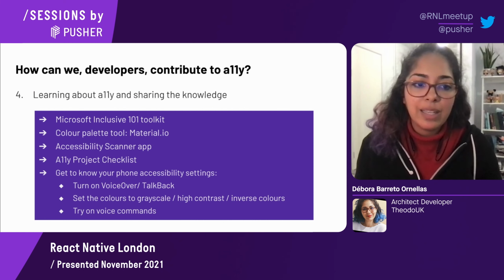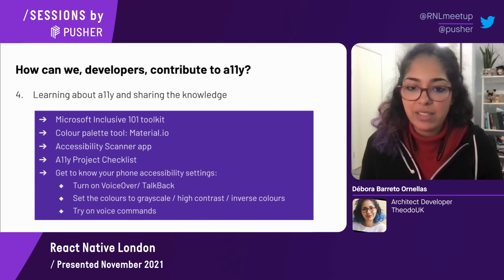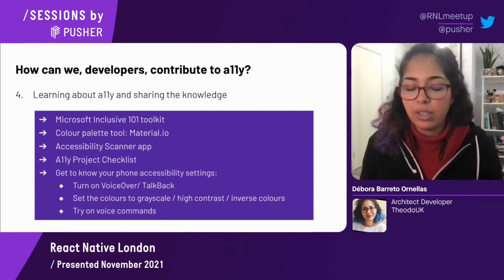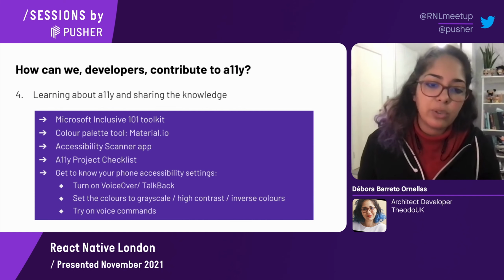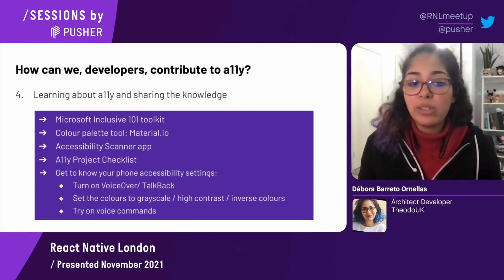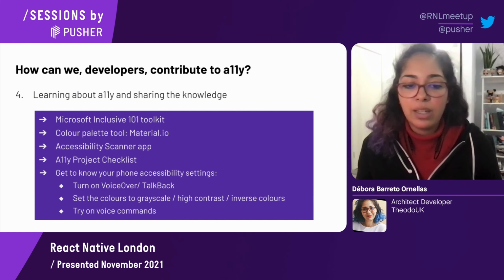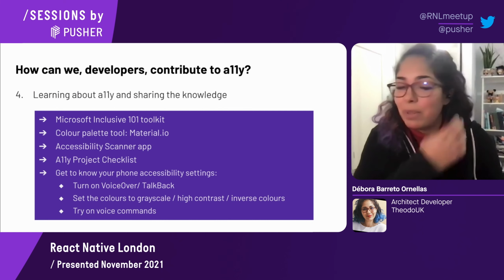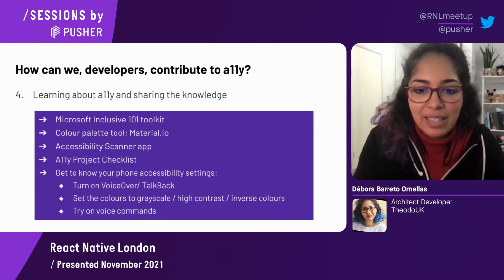It's a great checklist. And then finally, you can dedicate 10 minutes to get to know your phone accessibility settings. So for instance, turn on VoiceOver or TalkBack, depending on whether you're using iOS or Android. Set your colors to grayscale, high contrast, inverse colors, and see how your favorite apps look now. And try voice commands to see how some users with disabilities use their phones. I highly recommend this. It's really eye-opening, and hopefully it will make you as excited about accessibility as I am. Yeah, that's it.